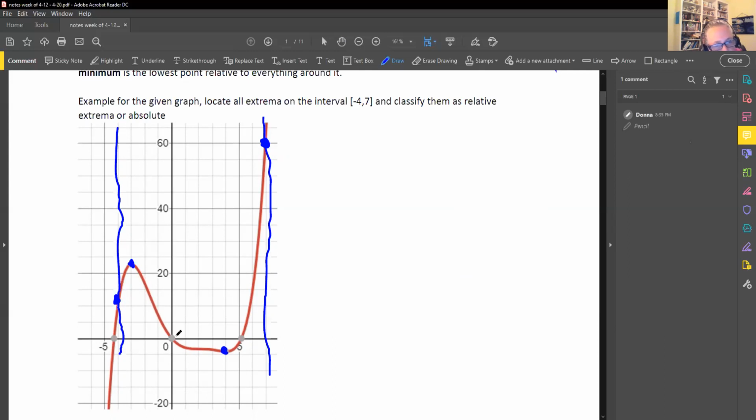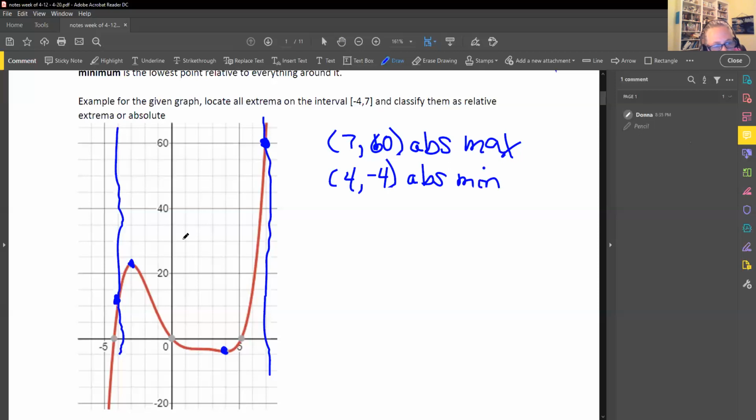So when I look at this, the highest point on the graph occurs at x equals 7. So 7, 60 would be my absolute max. And the lowest point on this graph between 4 and 7 occurs right here. So we'll call it 4, negative, going down by 5. So I'd say -4. So (4, -4), it's an estimate. That's the absolute minimum.